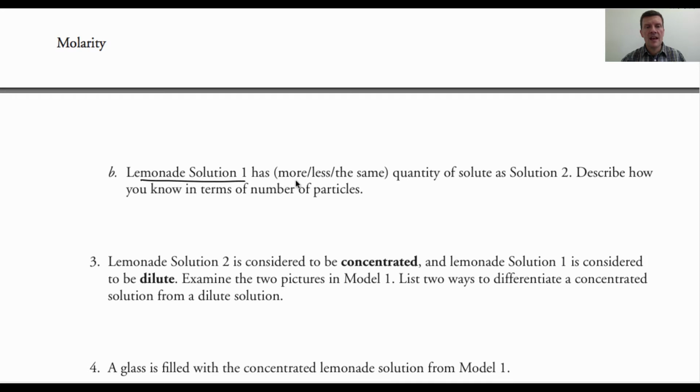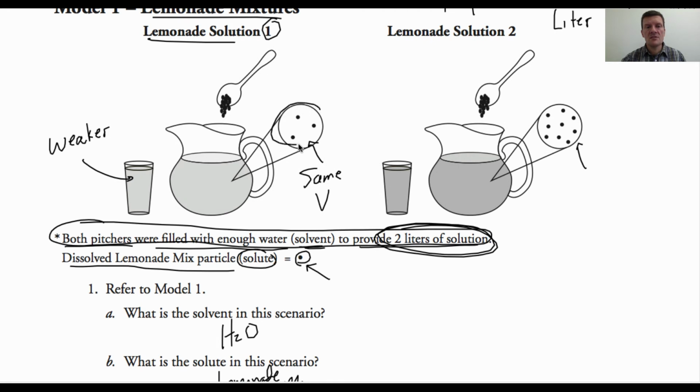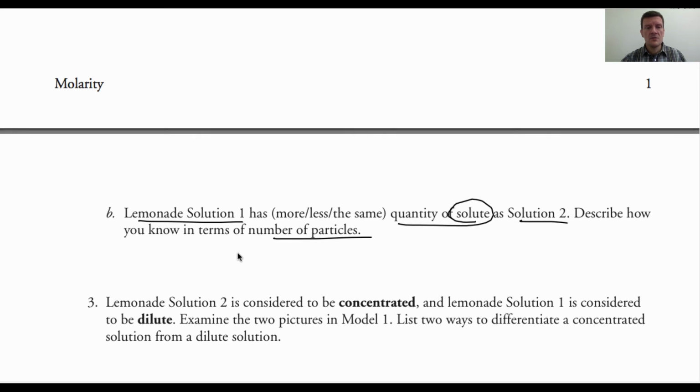Lemonade solution number 1 has more, less, or the same quantity of solute as solution number 2. Describe how you know in terms of number of particles. Well, the number of particles is describing here for us that you have fewer than we have over here in the same sample. Imagine this is a sample that's being taken, you only have 3, whereas over here we've got 9. It's 3 times the amount over there. So solution number 1 has fewer particles, less solute.